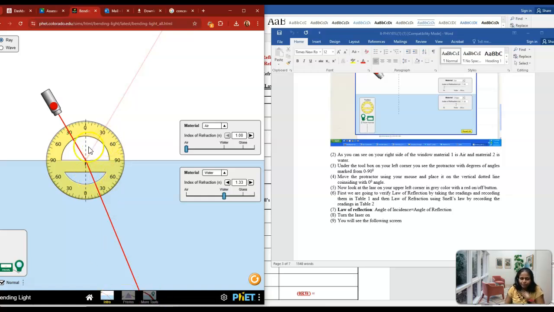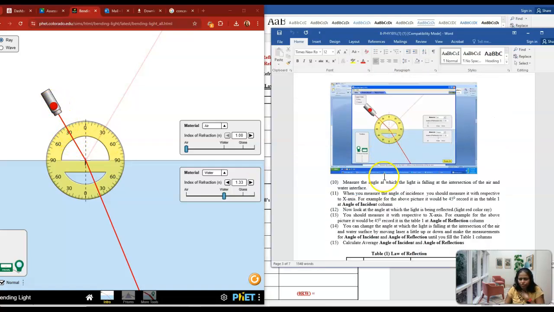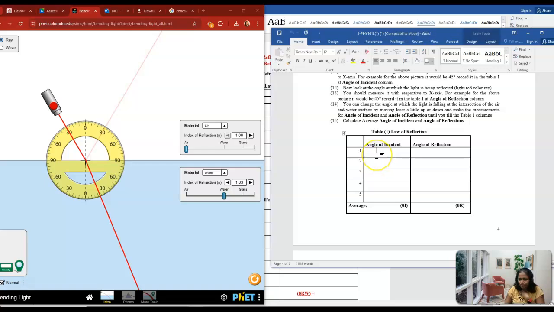Okay, so now you can see that the angle is 30 degrees. I want you to go to the table. Right here, angle of incidence is 30 degrees, and then I want you to look at this right here as the angle of incidence as 30 degrees too. Okay, right now I don't want you to worry about the refraction because I'm going to show that in the next table. Here I'm just going to show you the reflection.